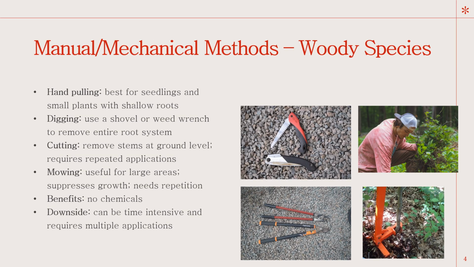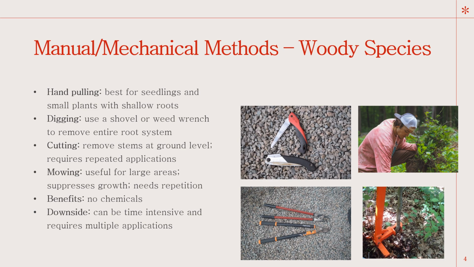So to start off with, we're going to talk about mechanical or manual methods for removal of woody species. Hand pulling works best for seedlings and small plants with shallow roots. Get it in early and you can prevent a problem before it starts. Digging is a little more intensive. You use a shovel or a weed wrench to remove the entire root system. This is effective but physically demanding, especially on larger plants.